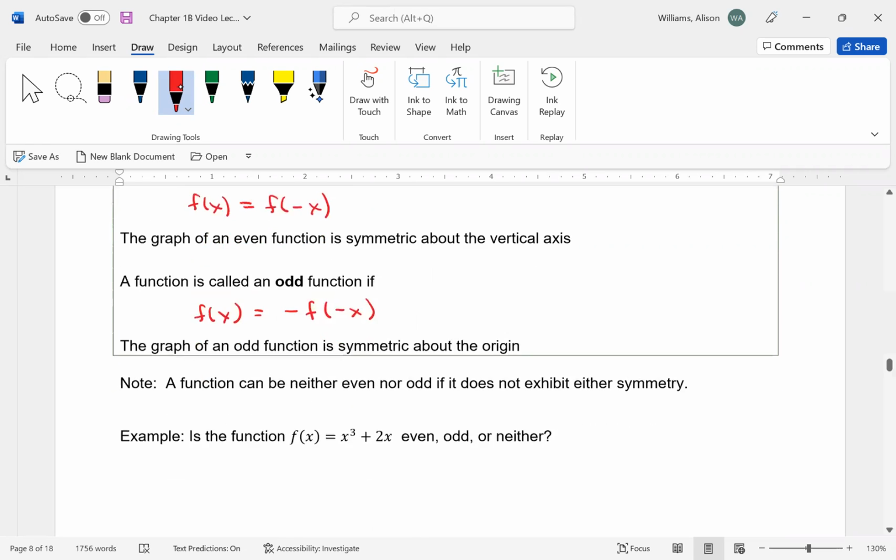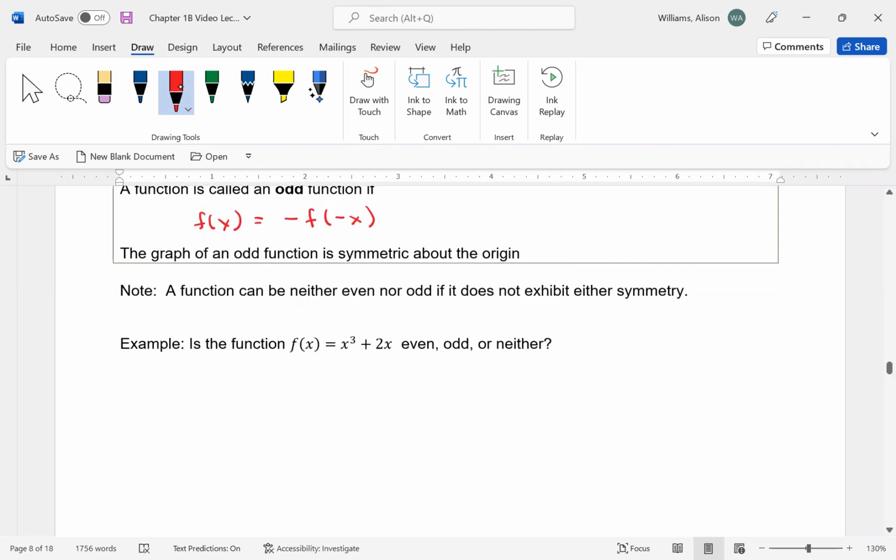So let's look at an example. Let's say I don't want to graph this. I just want to know if it's even or odd. Here's how I would check. First thing I'm going to do, I'm going to plug a negative in for x and see if it comes out the same. So if I plug a negative in for x, that means I'm going to do negative x cubed plus 2 times negative x.